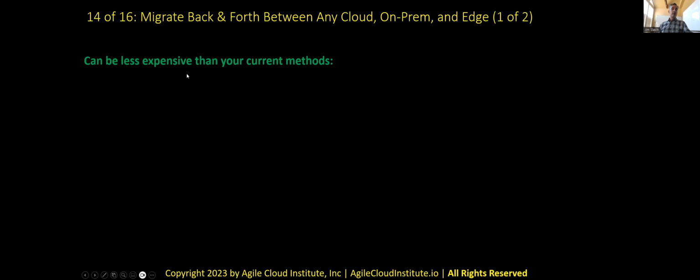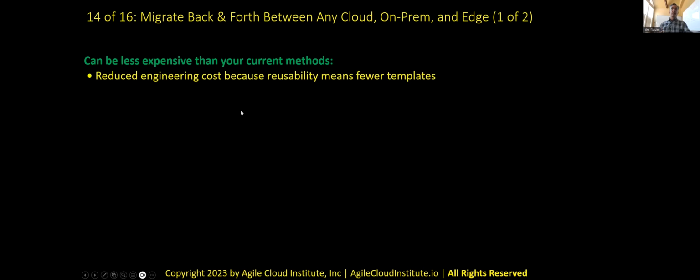First, the idea of multi-cloud can actually be less expensive when you use the Agile Cloud Manager than with current methods. And here's why. Reduced engineering costs can show up in your financial statements each month and each quarter because you're able to reuse a smaller number of templates. Reusing templates means you pay less money to maintain those templates and less money to develop new templates.